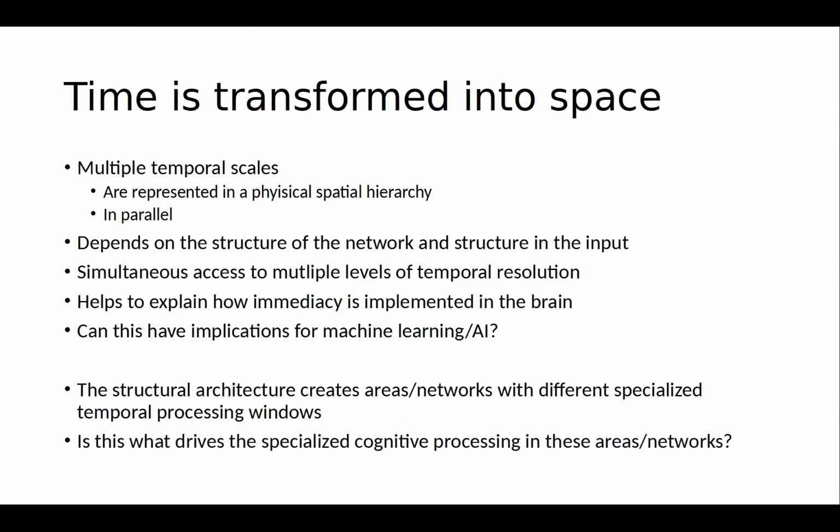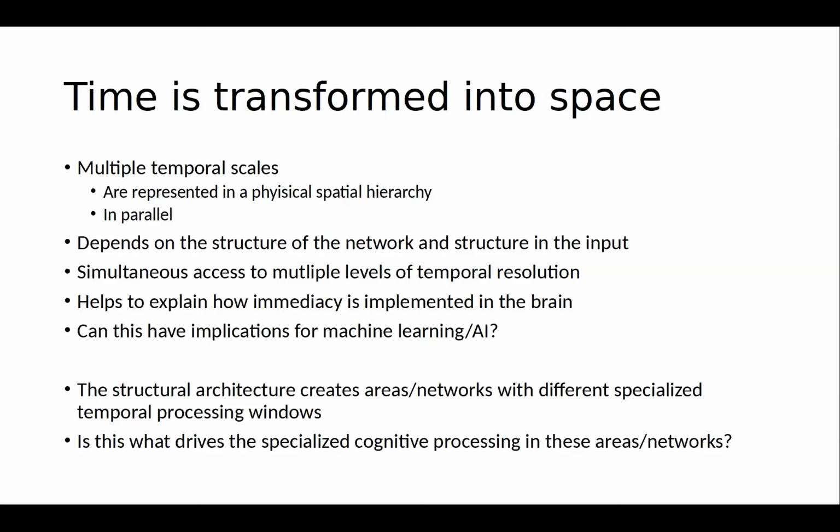So the idea is that in this case, time is transformed into space. We have this temporal sequence of words that's now transformed into a multi-scale representation in a physical spatial hierarchy in parallel, depending on the structure of the network and the structure in the input. It means that you have simultaneous access to multiple levels of temporal information from these different networks. It helps to explain how immediacy is implemented in the brain.